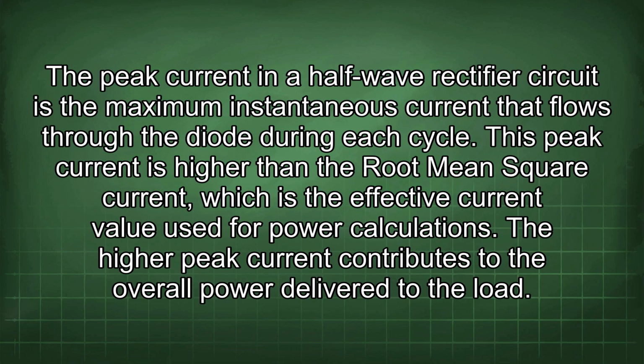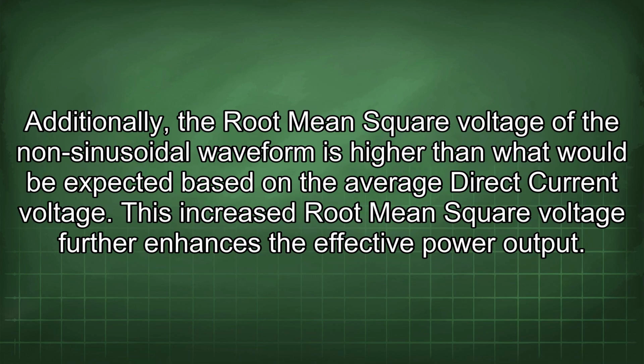The peak current in a half-wave rectifier circuit is the maximum instantaneous current that flows through the diode during each cycle. This peak current is higher than the root mean square current, which is the effective current value used for power calculations. The higher peak current contributes to the overall power delivered to the load. Additionally, the root mean square voltage of the non-sinusoidal waveform is higher than what would be expected based on the average direct current voltage.